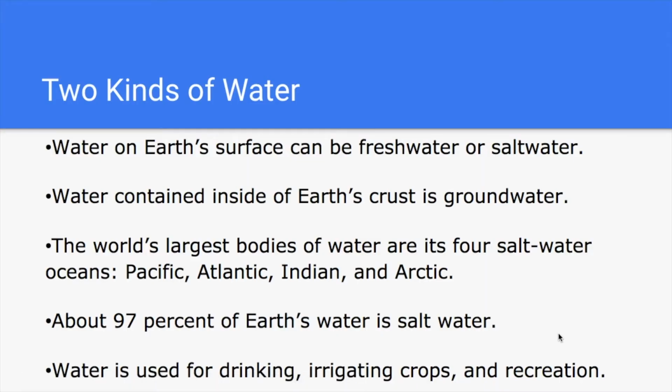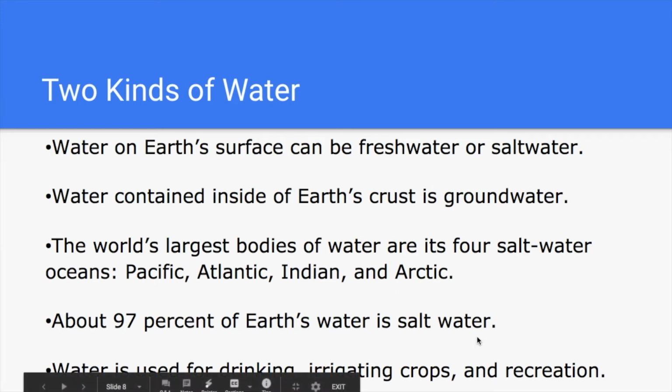Two kinds of water, sum it up. Earth's surface water can be freshwater or saltwater. It can be contained inside of Earth's crust. That's called groundwater. That's again that hard to access stuff. The world's largest bodies of water are its 4 saltwater oceans. Sometimes people say 5. Those 4 oceans would be Pacific, Atlantic, Indian, and Arctic. If it is given the designation or the label of the 5th ocean, we'd call that the Southern Ocean, which is down towards Antarctica and the South Pole.